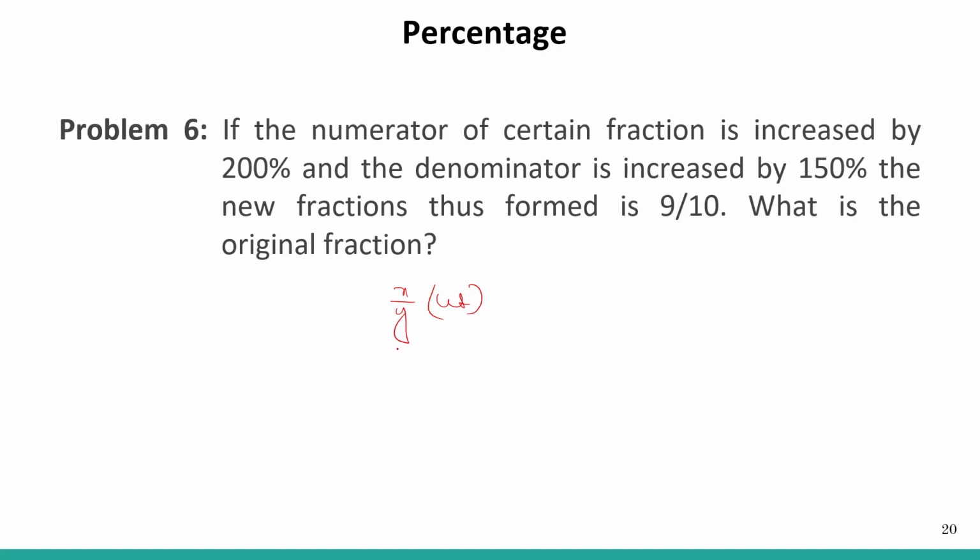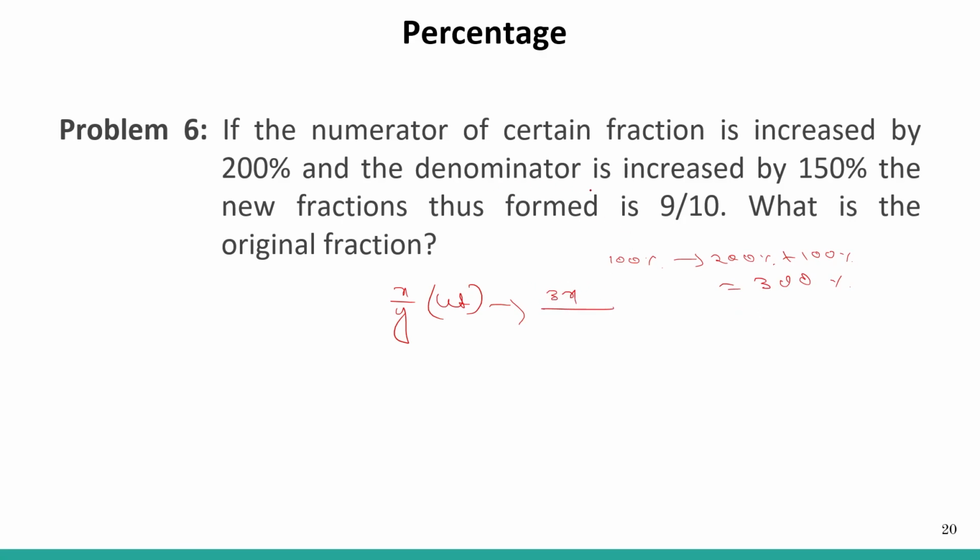So if the numerator of the certain fraction is increased by 200%, so let's increase the numerator by 200%. If it was 100% and we increase it by 200%, it will become 300%. So it will become 3 times. So I can write it as 3x.